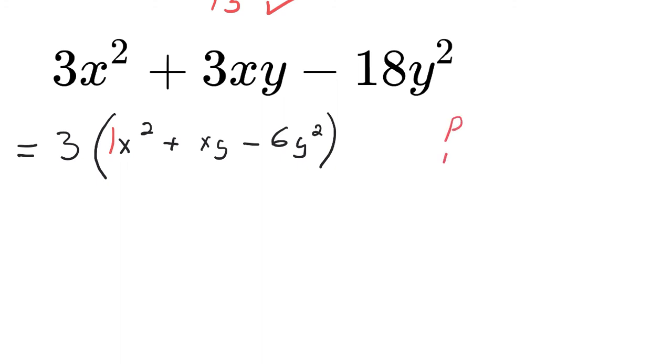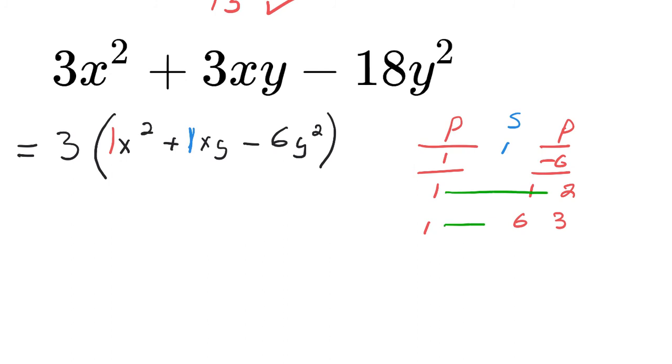Which means I need a product of 1 and a product of negative 6. So 1 and 6, 2 and 3, and a sum of 1. Remembering that there's a 1 in front of every variable without a coefficient. I'm going to start cross multiplying. I'm trying to make a 1. I can't make a 1 with a 1 and a 6. It won't work. Can I make a 1 with a 2 and a 3?